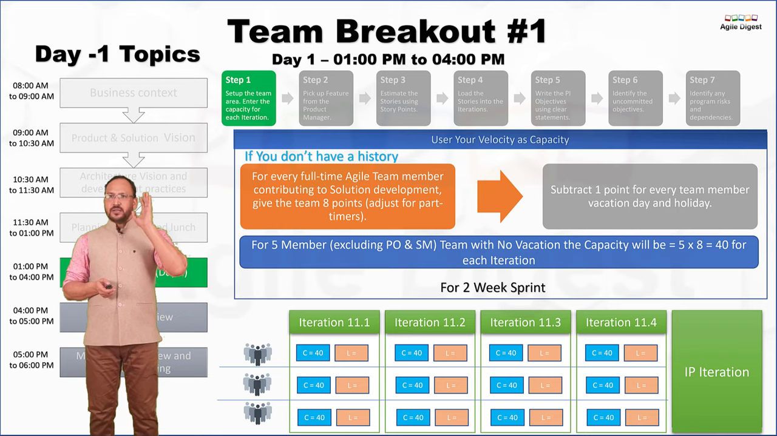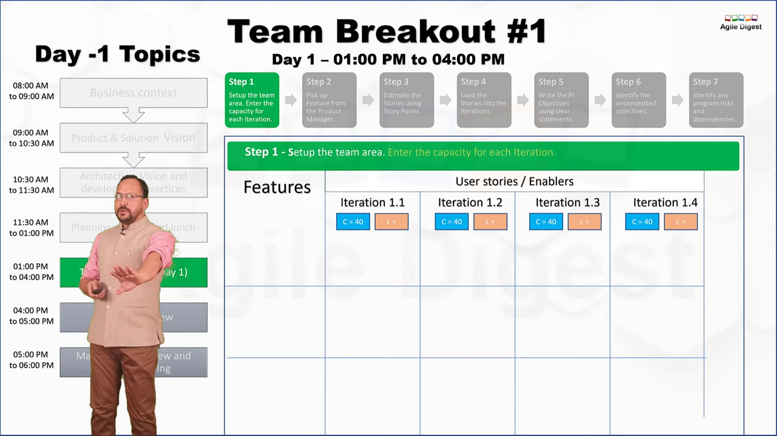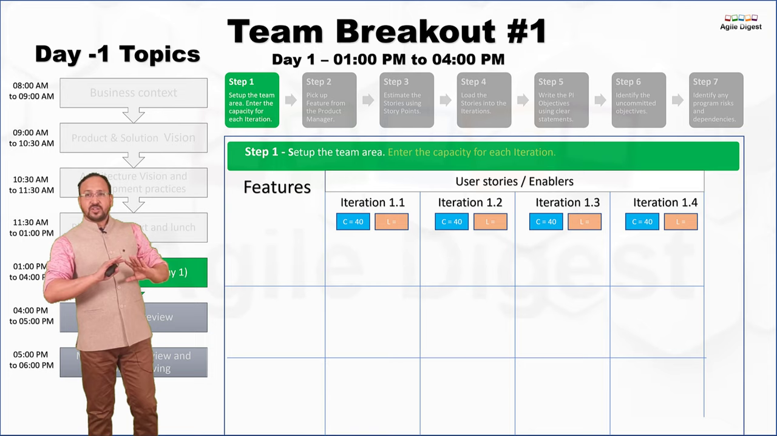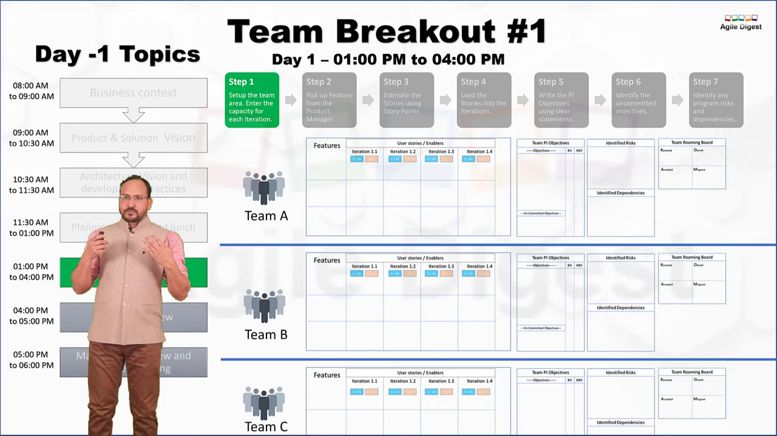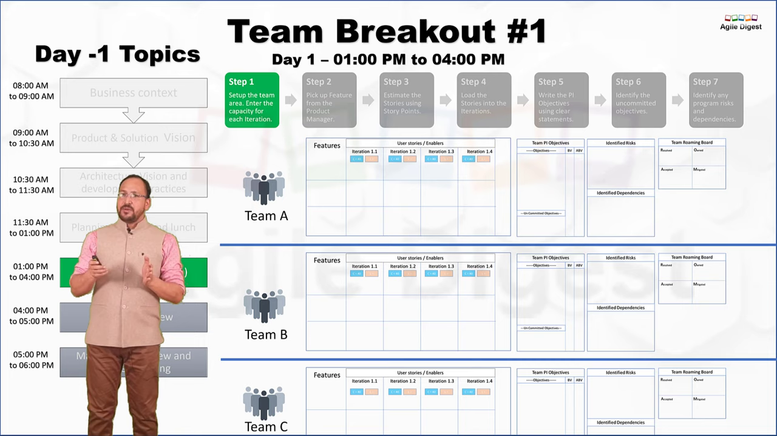Now, step two of the team breakout sessions will be to pick up the features from the product owner. Once you have completed step one, it will look something like this. For each team, they will have capacity equal to 40 and load equal to nothing as of now, because we have not loaded anything yet. Now, we'll go into this particular area for each team, where we can see that all the team members have uploaded their capacity and load for every team and every iteration. And the area will look something like that.